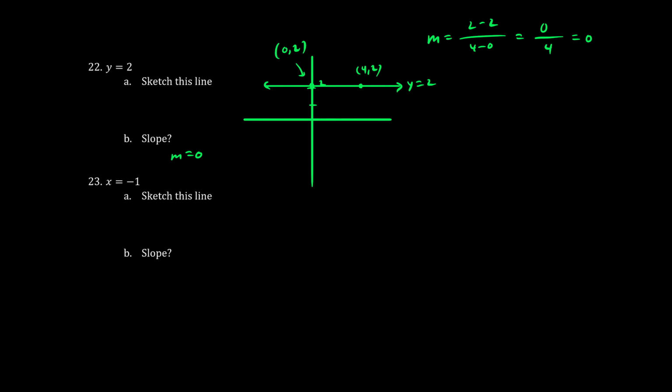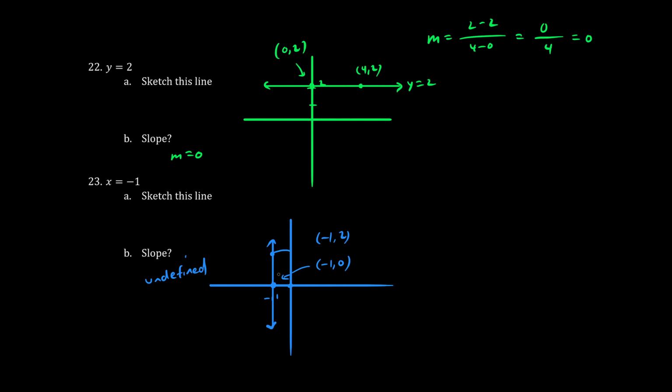Now let's sketch x equals -1. Here's our origin in the center. X equals -1 goes to the left. So when you say x equals -1, we draw a vertical line, and the slope is undefined. So for example, if you choose this point here, we have (-1, 0), and let's just choose any other point here, which for example would be (-1, 2).